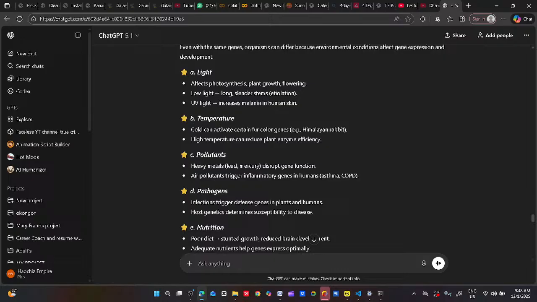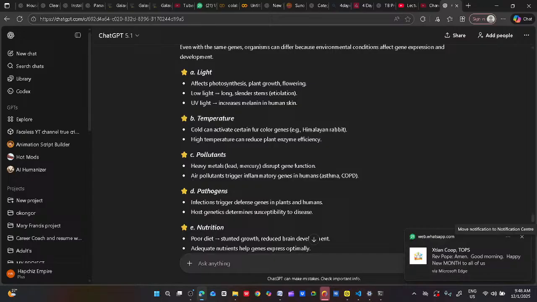protein generally, an increase in temperature, with the nature of protein, is going to affect protein. Increase in temperature affects protein or enzyme. And don't forget that enzymes are protein in nature. Okay. Then C, pollutants. I've said it before that heavy metals like lead and mercury will affect, will impact negatively on the way genes function.